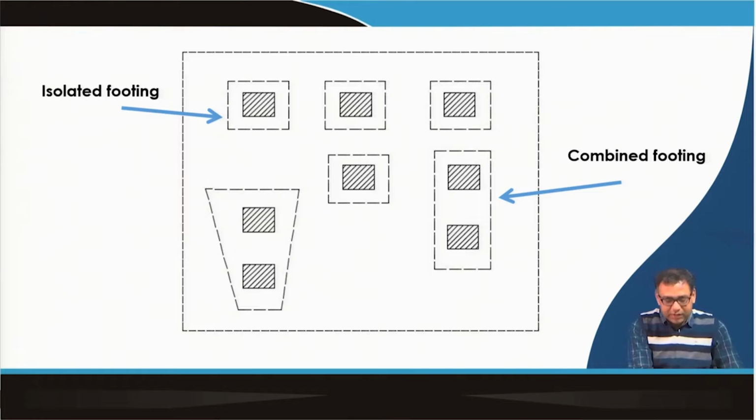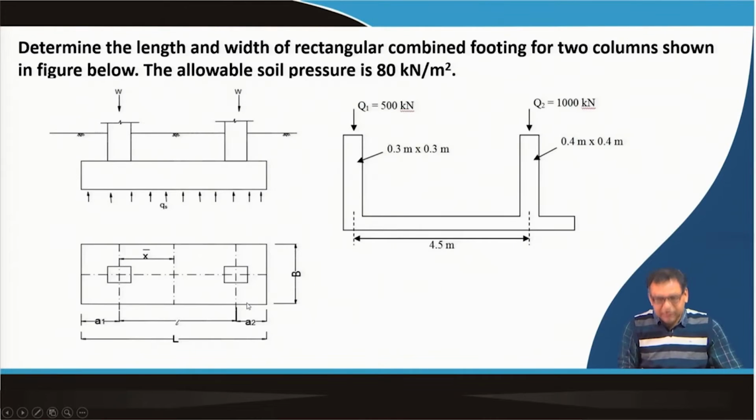For example, these upper three footings are isolated footings, and this is also an isolated footing. Now, this is a combined footing where two columns are given one particular foundation. This is a combined foundation and this is also a combined foundation. So, we can go for different shapes of combined foundation. This is rectangle, this is trapezoidal. Now I will discuss how we can determine the dimension of a particular combined foundation.